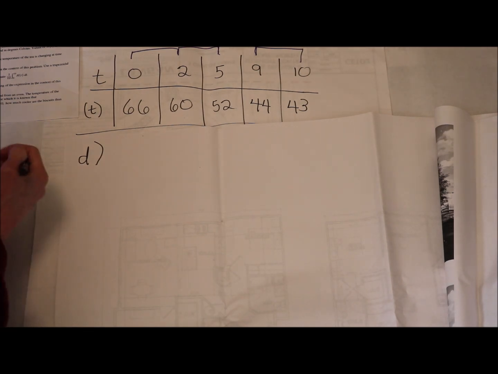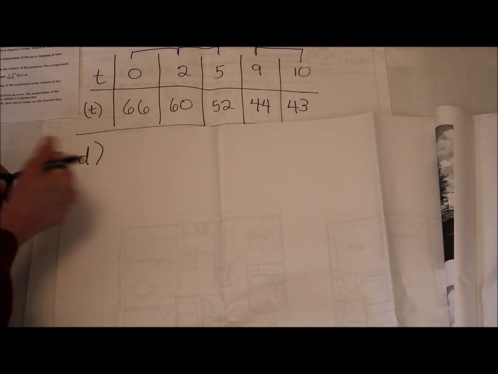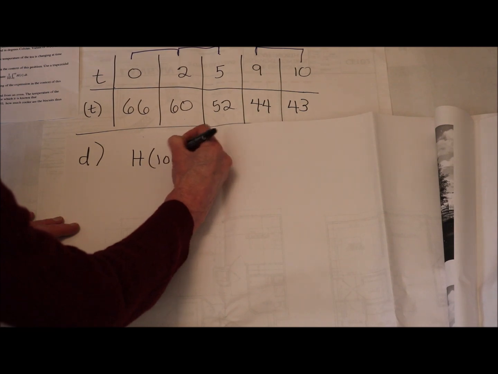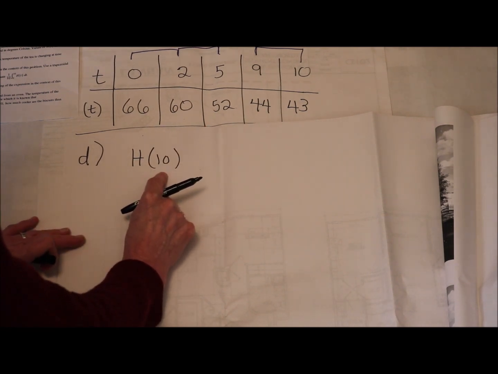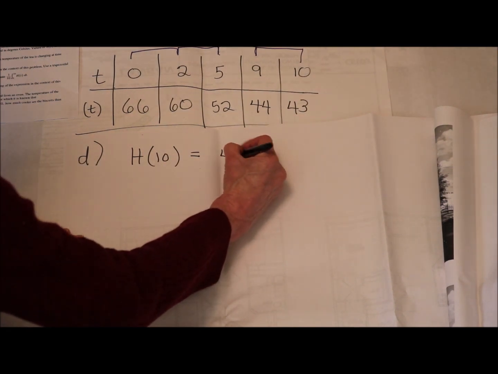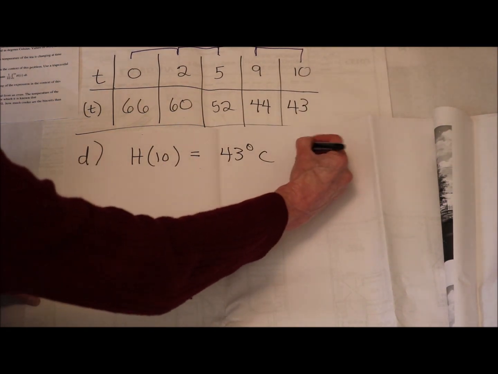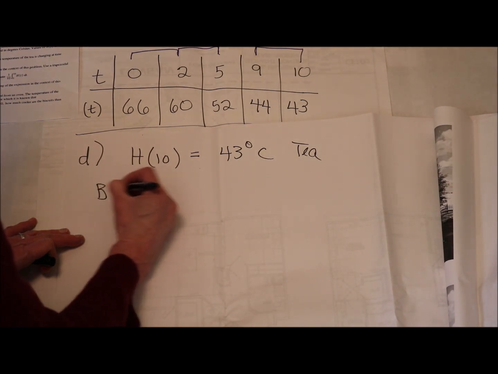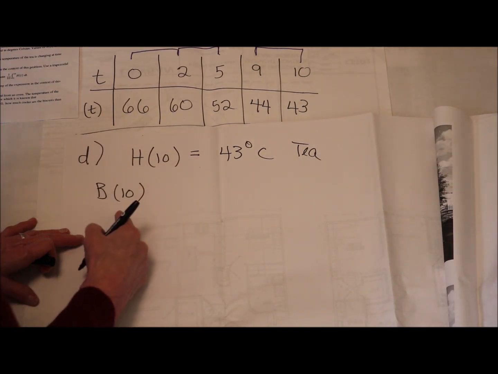Okay, now we have biscuits. Biscuits and tea. This problem must have been written by someone English. So basically we are looking for the difference between h of 10, which is the temperature of the tea at time 10. So that's 43 degrees Celsius. So that's the tea. And I want to find then b of 10. That's going to be the temperature of the biscuits.